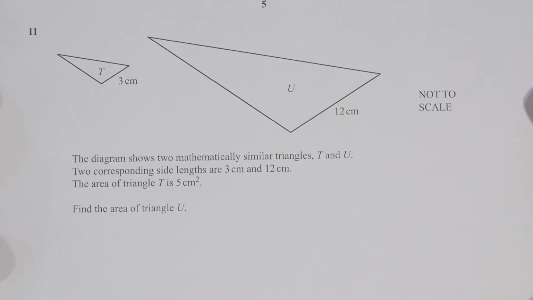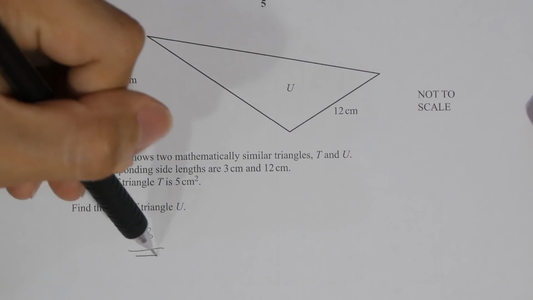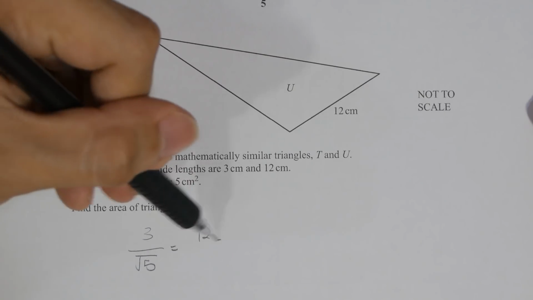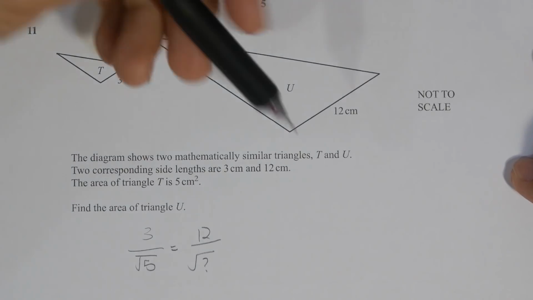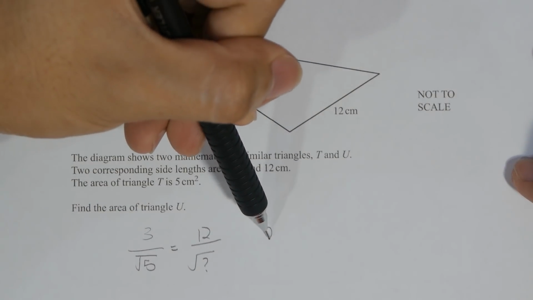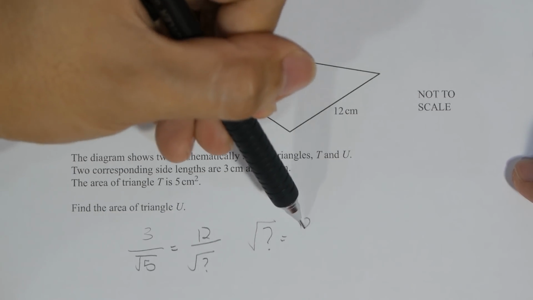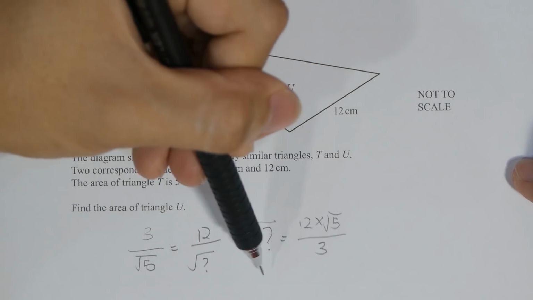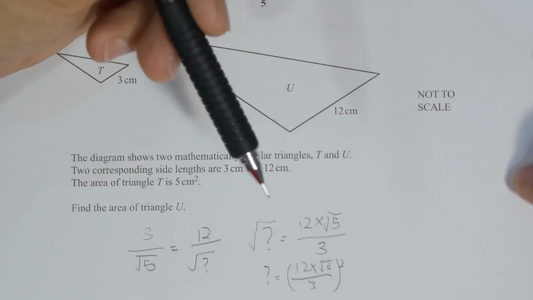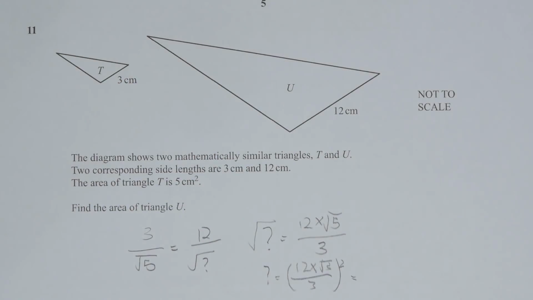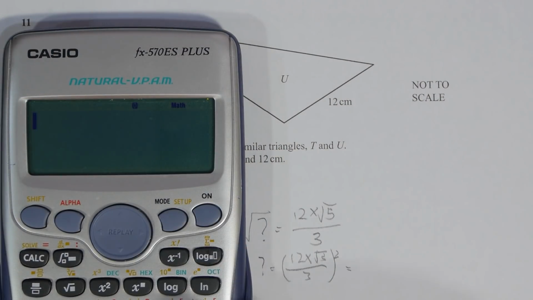Question 11, all you need to do is take the side of the smaller triangle, 3 over square root 5, because it is using the area, equals 12 over the unknown square root. So the unknown square root here will actually be 12 times square root 5 over 3. Then you square the result, then you get the area as 80.